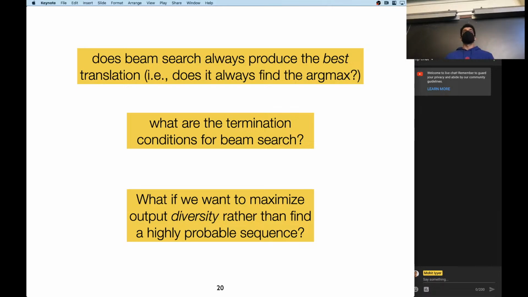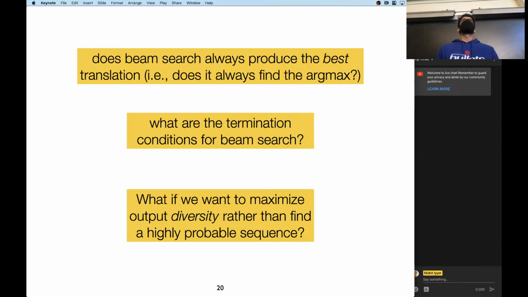In this example, we were talking about translation, but you can use beam search for any sort of sequence-to-sequence task or any decoding task, right? You can use it for summarization, translation, dialogue, blah, blah, blah. All of these are possible applications for any decoding algorithm.